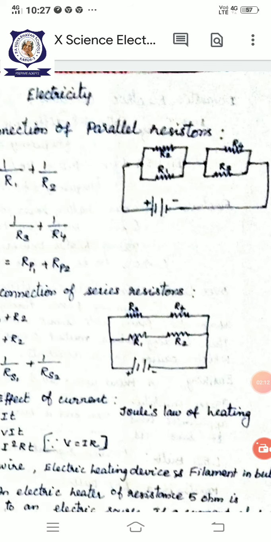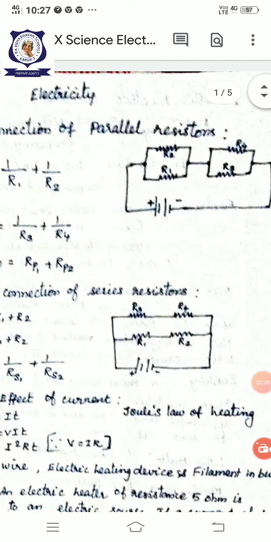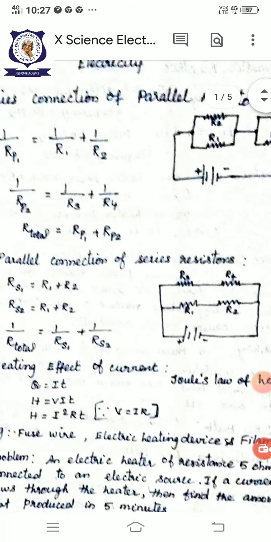So what is the effective resistance? Parallel connections should be calculated first. For the first two, R1 and R2, they are connected in parallel, so 1 by Rp1 is equal to 1 by R1 plus 1 by R2. Like that, for the second parallel pair R3 and R4, 1 by Rp2 is equal to 1 by R3 plus 1 by R4.